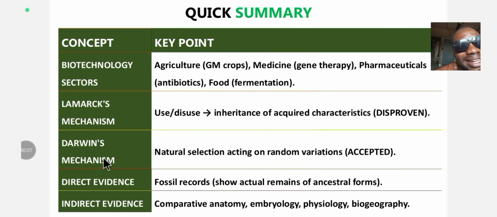The next is Darwin's mechanism. What's the mechanism at which Darwin's theory operates? How does it work? It operates through natural selection, acting on random variations, which is accepted. Random variation, natural selection, nature selects.